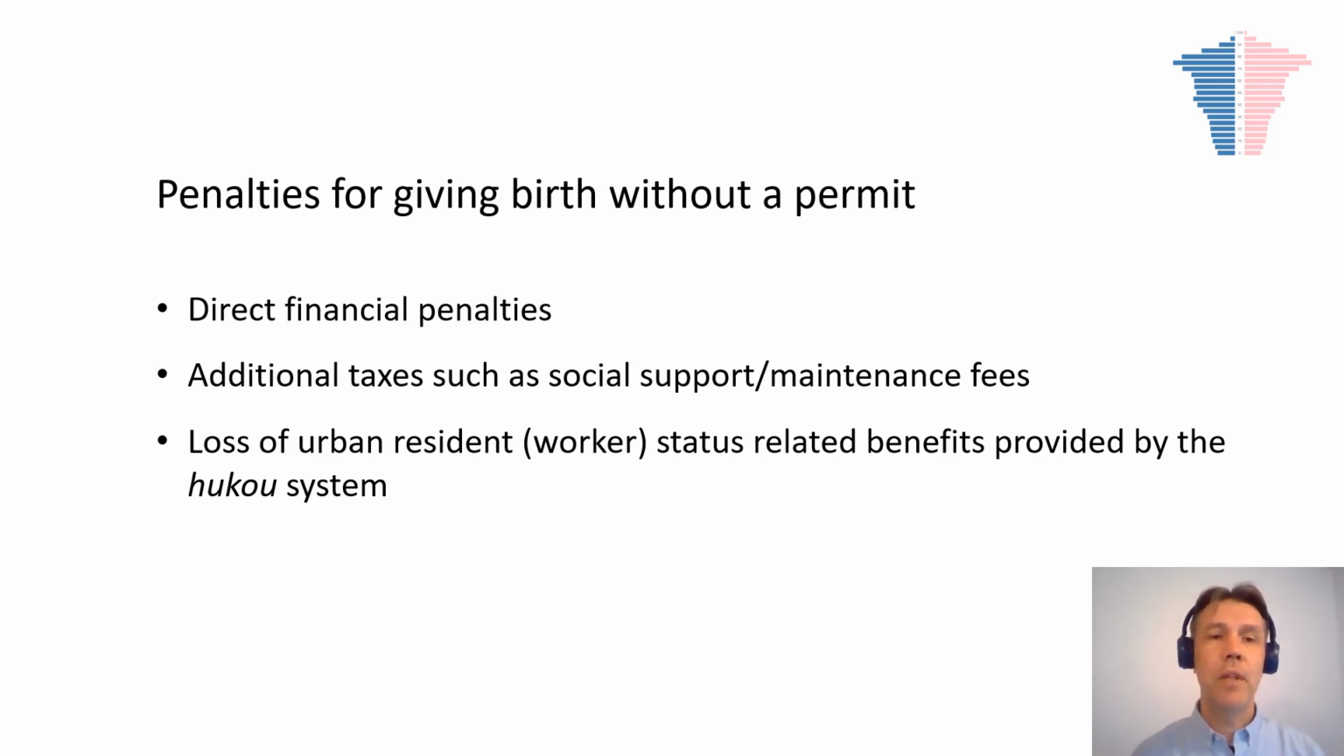But what was maybe the most efficient way was related to the loss of urban resident status within the whole system, because the urban resident status gave many benefits for the family, ranging from pensions and other benefits, and therefore the one-child policy was much more efficient in urban context and in cities compared to rural areas.